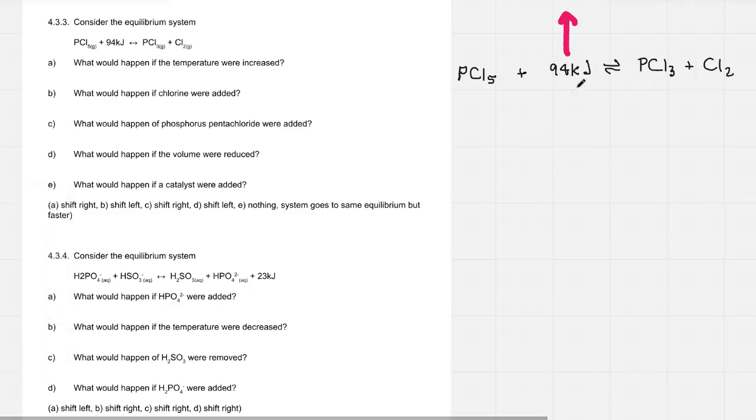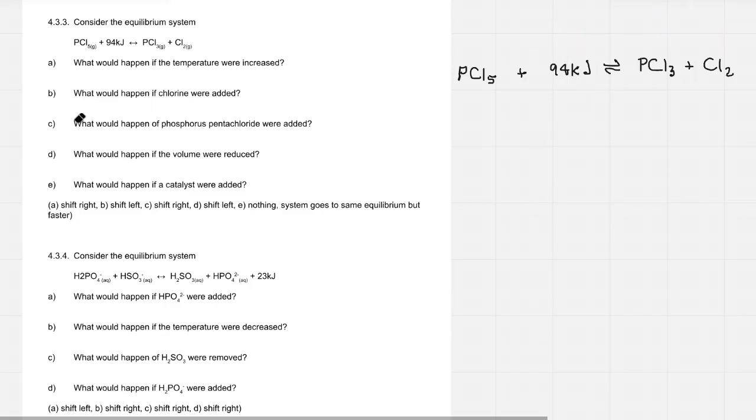Just like with any other species, the system says, well, too much heat, I'm going to use up heat. And if I'm using left side stuff, I'm going to use all the left side stuff and I'm going to be producing right side stuff. So the system will shift right. It'll use up PCl5, it'll use up heat, and it'll make phosphorus trichloride and chlorine. Not too bad, I hope.